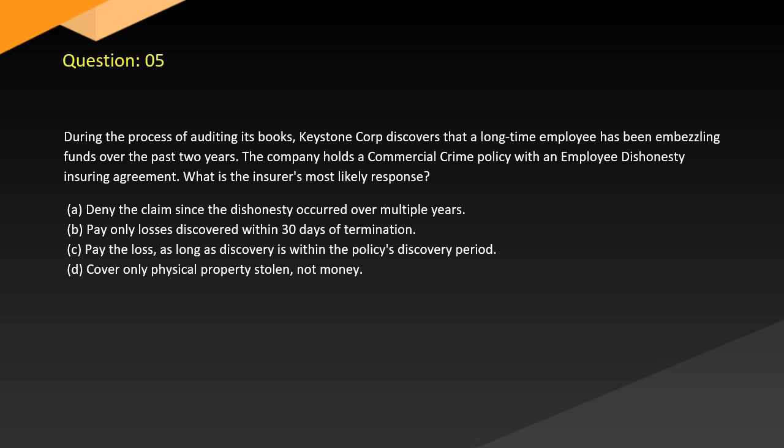Question 5. During the process of auditing its books, Keystone Corp discovers that a long-time employee has been embezzling funds over the past 2 years. The company holds a commercial crime policy with an employee dishonesty insuring agreement. What is the insurer's most likely response? A. Deny the claim since the dishonesty occurred over multiple years. B. Pay only losses discovered within 30 days of termination. C. Pay the loss as long as discovery is within the policy's discovery period. D. Cover only physical property stolen, not money.